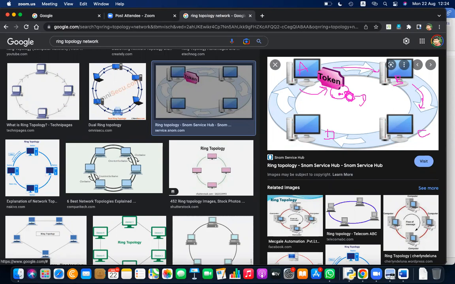Message collisions means, in the bus topology, multiple parties could communicate, but here only a single party is communicating. Multiple parties are not communicating. Therefore, there will not be any collisions. Understood?